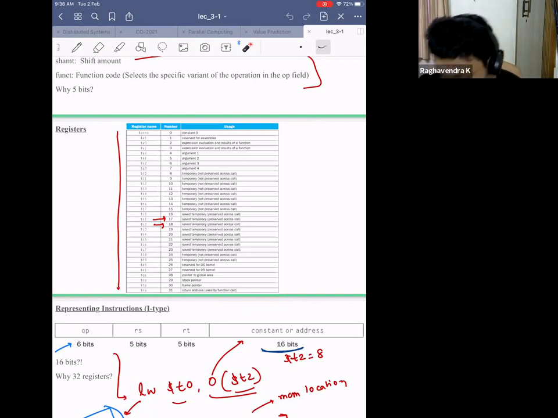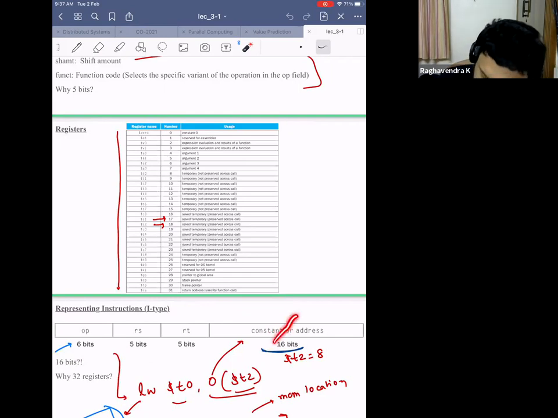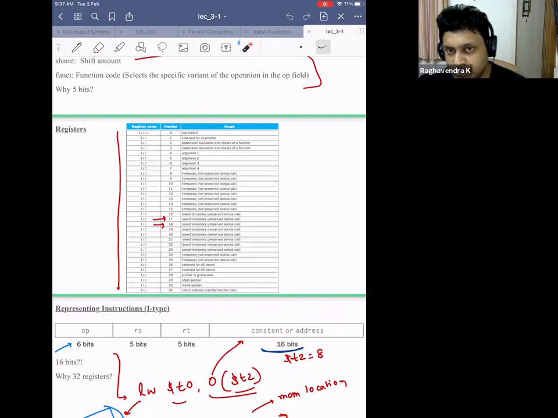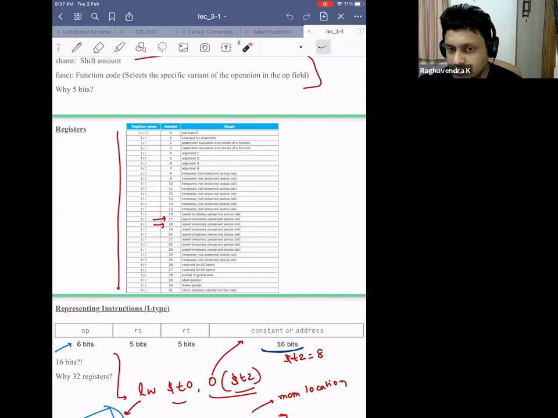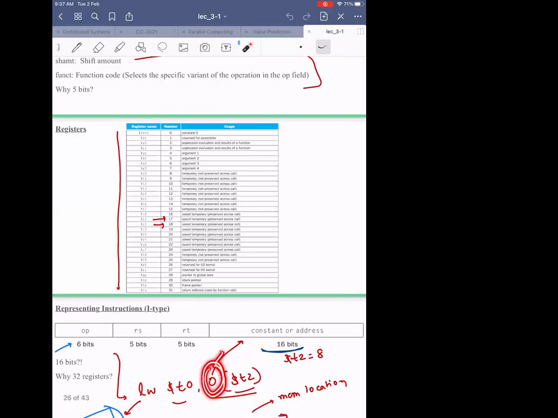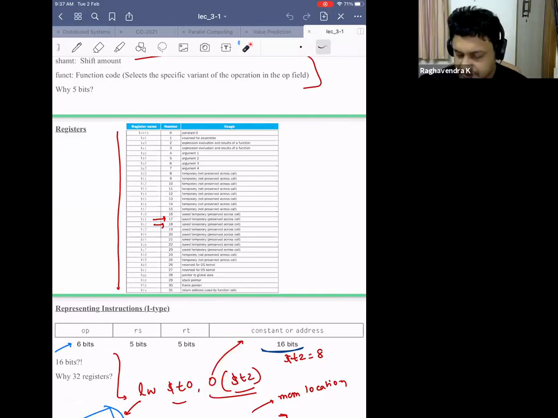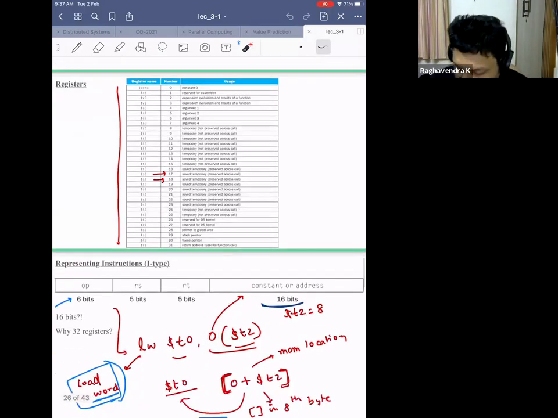Can anybody tell me what is the advantage of increasing the 16 bits? Let's say instead of 16 bits, somehow I had 17 bits, just for the argument's sake. What is the advantage of having 17 bits instead of 16 bits? Will you be able to access more memory? No, sir. So what is increasing for you? That 0, what is this 0 called? This is called offset. Yeah, offset range.